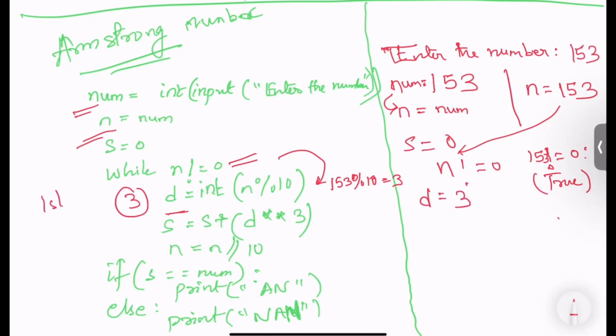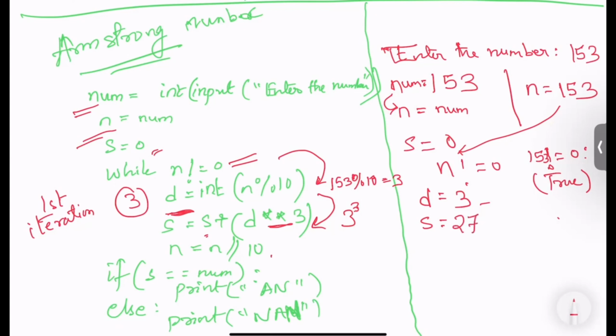This is the first iteration, the first time the while loop is rotating. So d has been calculated. Next is s. Sum equals sum, which was 0 initially, plus d to the power 3, the cube. This is the meaning of the double star, exponent. So sum will be 0 plus 3 into 3 into 3, that is 27. So s will be 27.